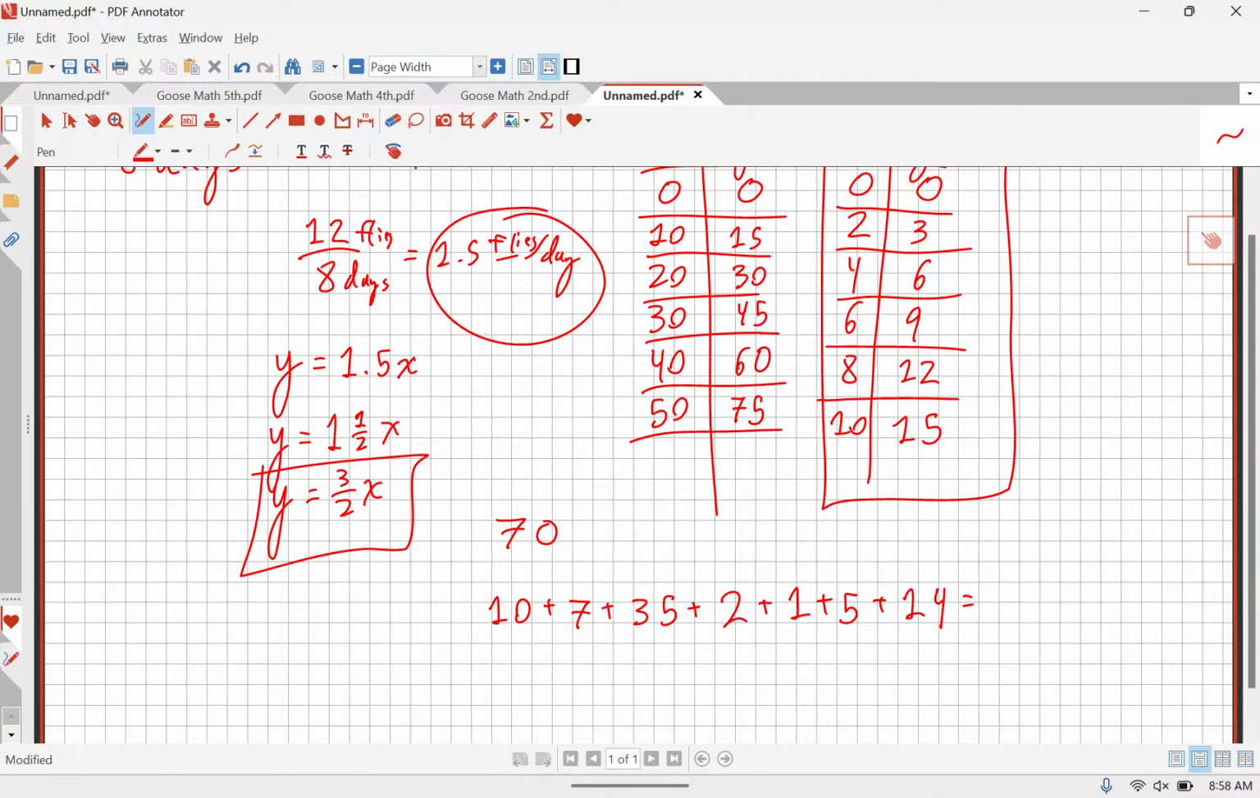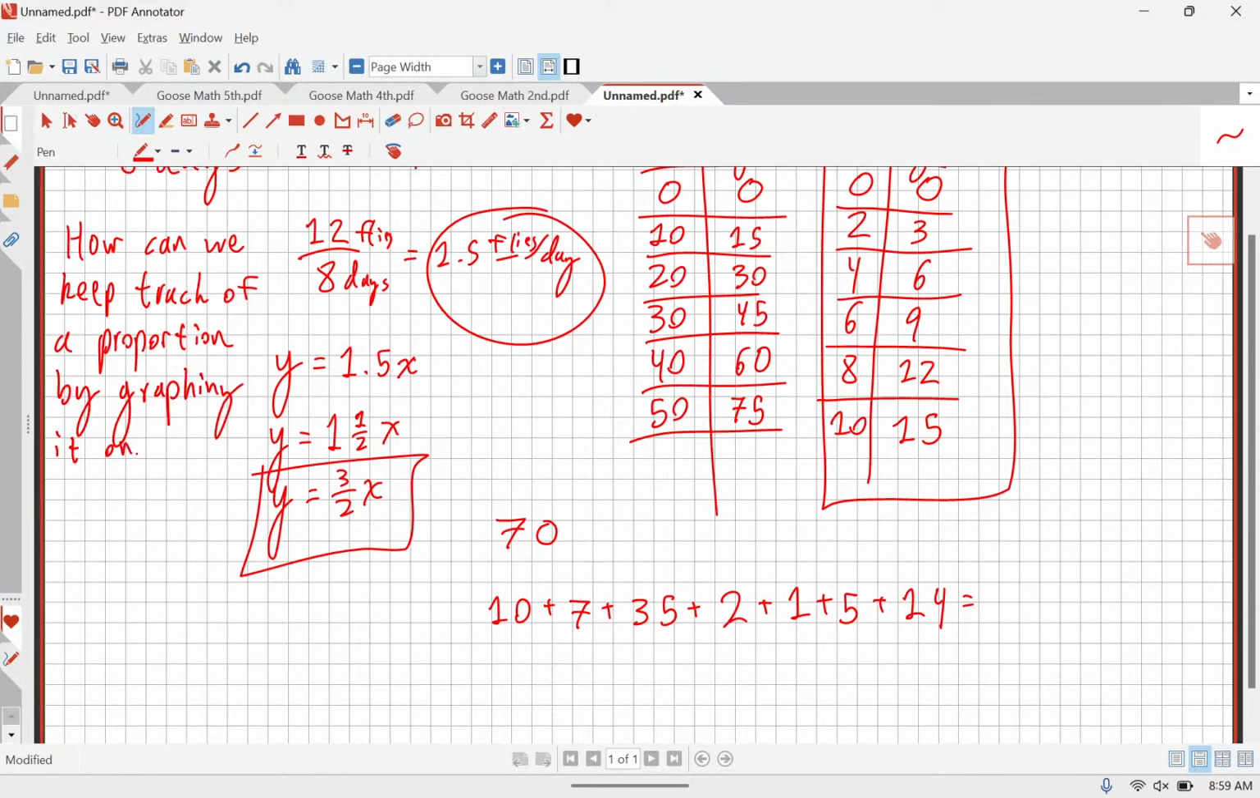What's our first essential question? And I would love to get that from Miss Penny. Let's write that down. How can we keep track of a proportion by graphing it on a coordinate plane?